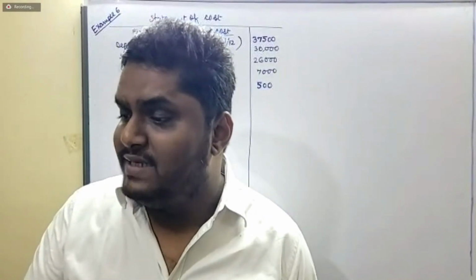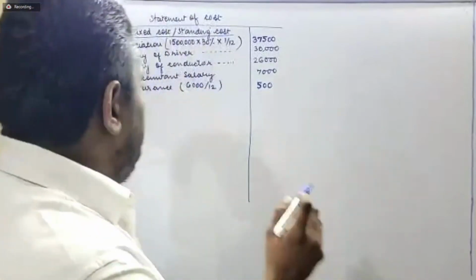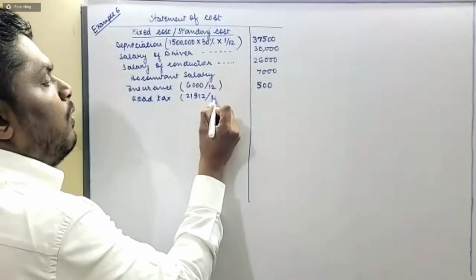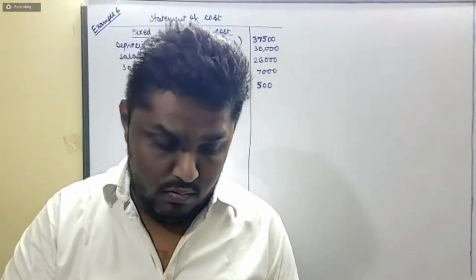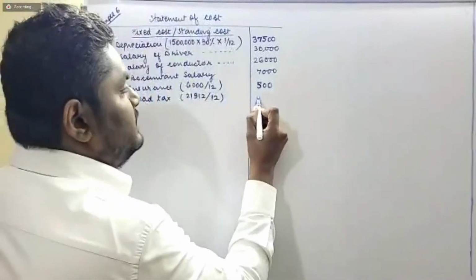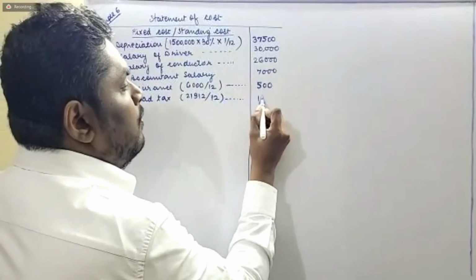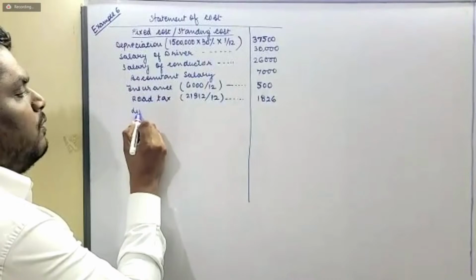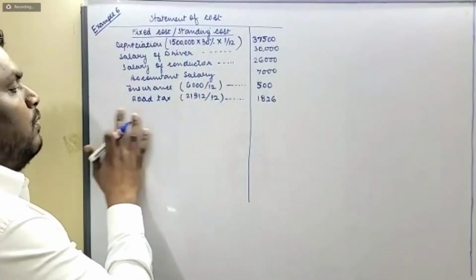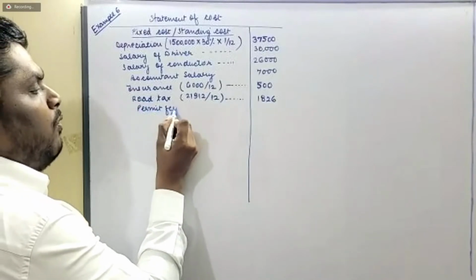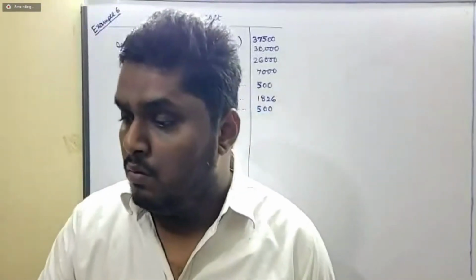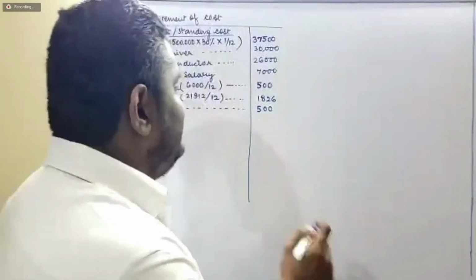Further, the diesel is a variable cost. So road tax is also given. That is 21,912. That is per annum. So per month it will be 1,826. Permit fees is 500 rupees per month. Lubricating oil is variable, so we'll be considering under the head variable cost. Now, this is all about fixed cost.